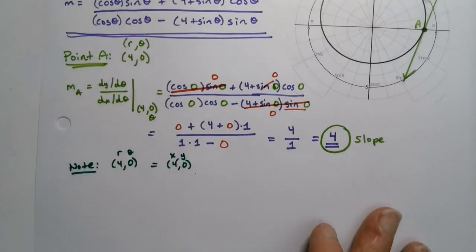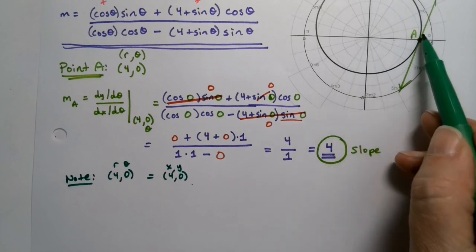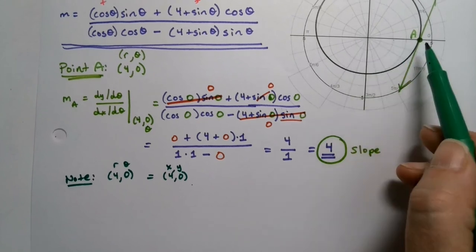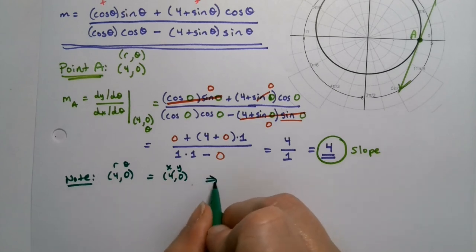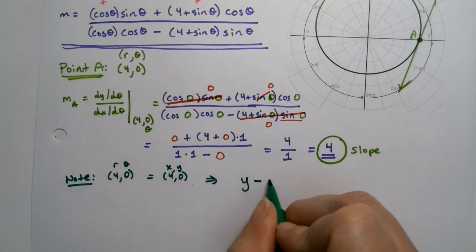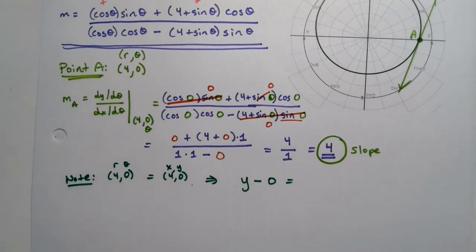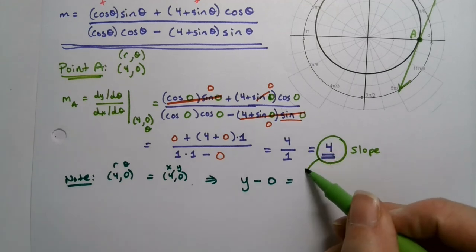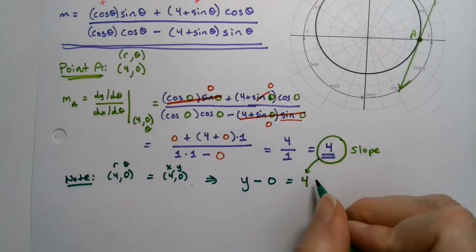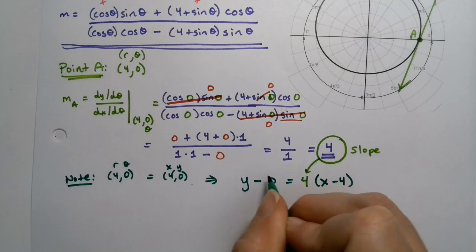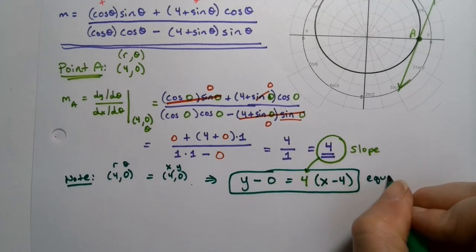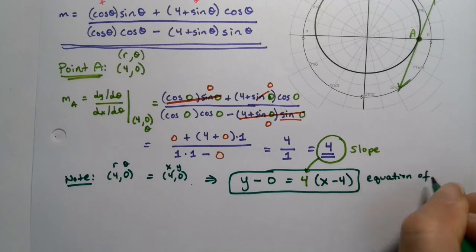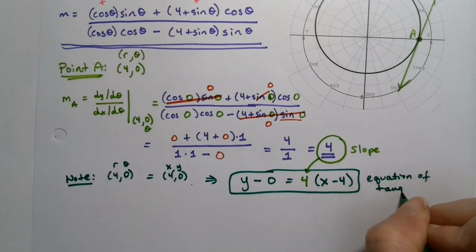Right? The points are one and the same. It's still over 4, up 0 in xy, just like it's out to the 4th ring and up 0 angle. So that means that y minus 0 equals m, which is 4, times x minus 4 would be an equation of the line. They didn't technically ask for it, but just in case they do, that's how to find it.